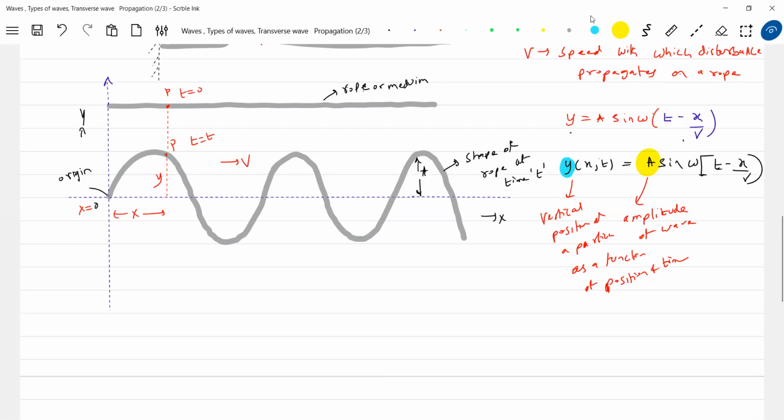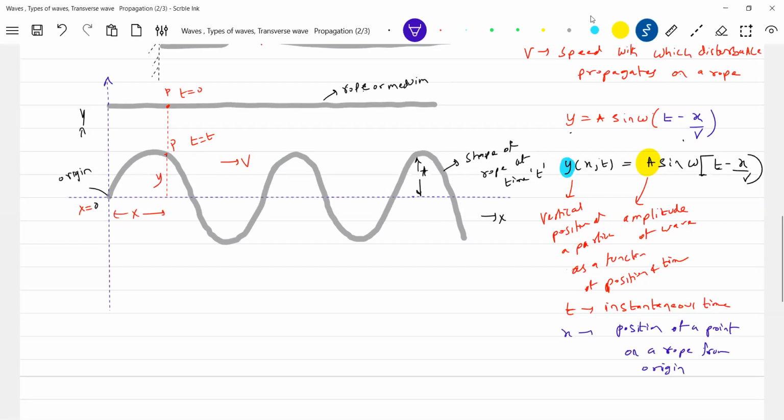Using x, you can pick up any point on a rope. And time is instantaneous. So what is t? Instantaneous time. What is x? The position of a point on a rope, or a specific point on a rope, from the origin. Like this, the meaning of x, A, v. And what is v? The speed of the wave.